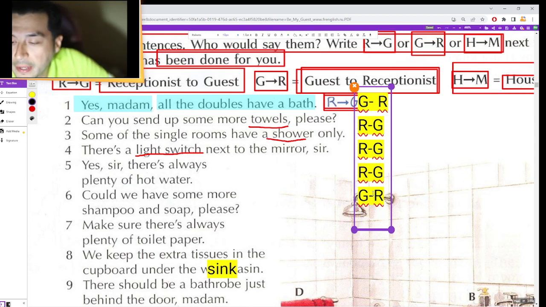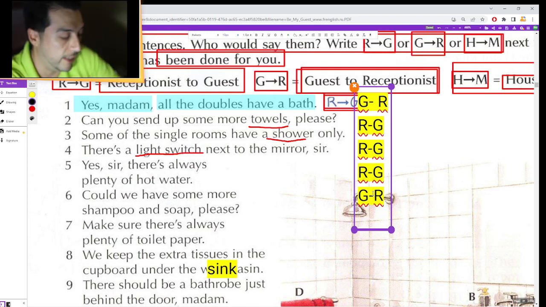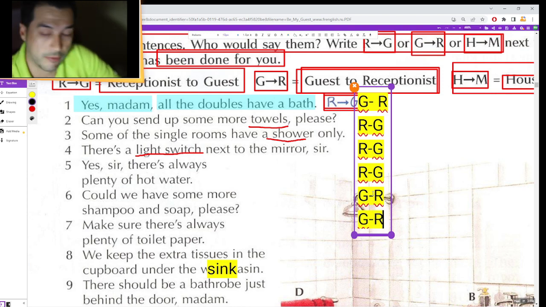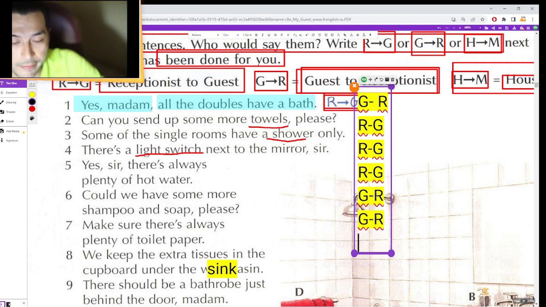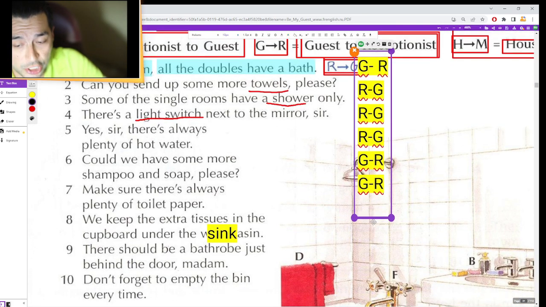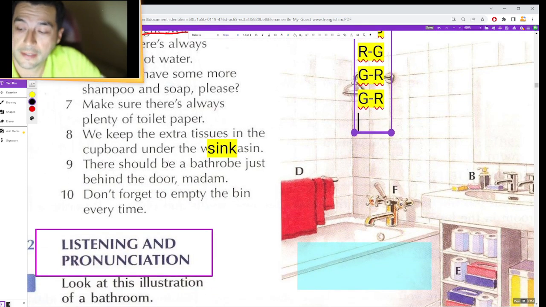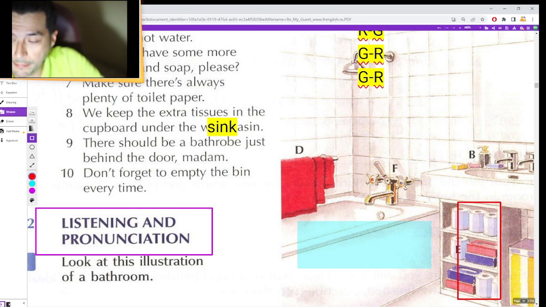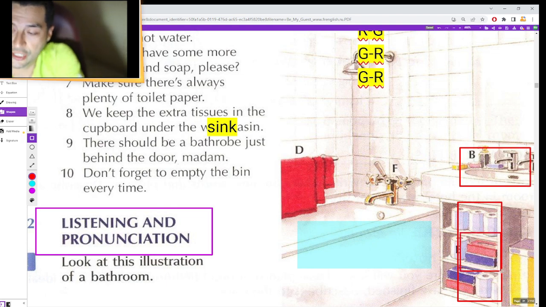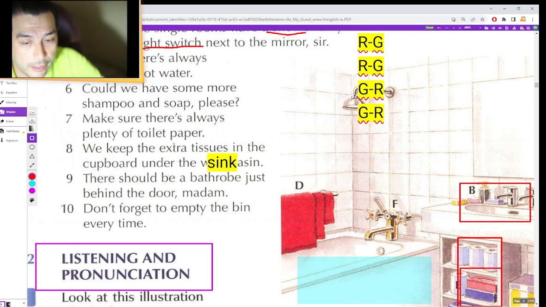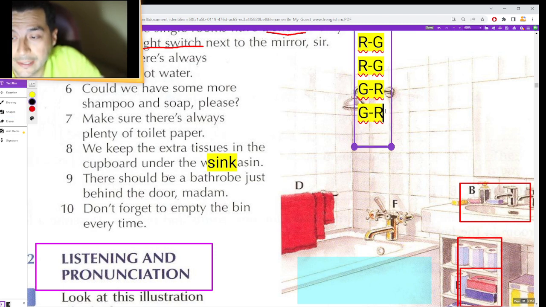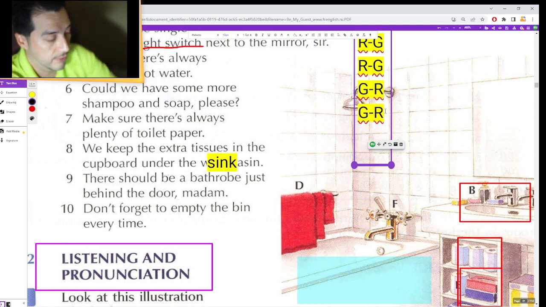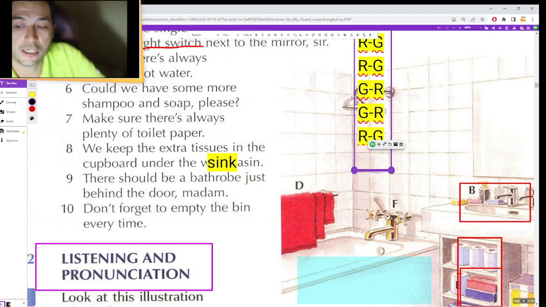Yes, absolutely. Number seven: Make sure there's always plenty of toilet paper. Guest to the receptionist. Number eight: We keep the extra tissues in the cupboard under the sink. Extra tissues in the cupboard under the sink. Receptionist to guest.